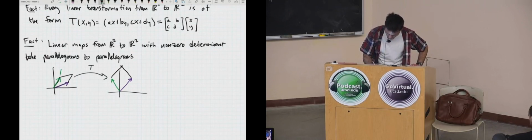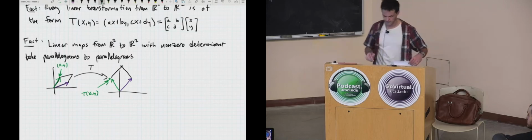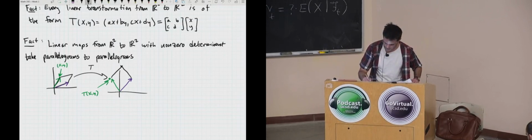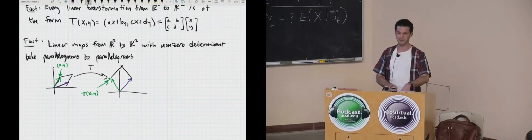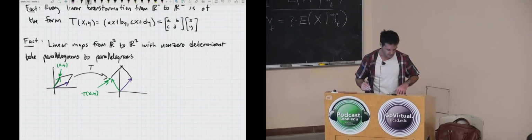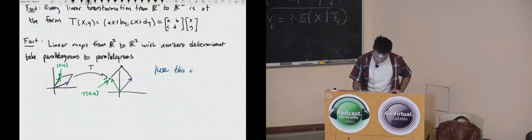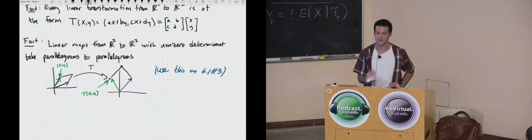Where, for example, let's say this is the point x, y. If that's that vector, then this would be the point t of x, y. So you'll use that property on one of your homework problems, which I haven't actually posted yet on Canvas, but I will shortly, right after this class. So you'll use this on 6.1 number 3, for example.